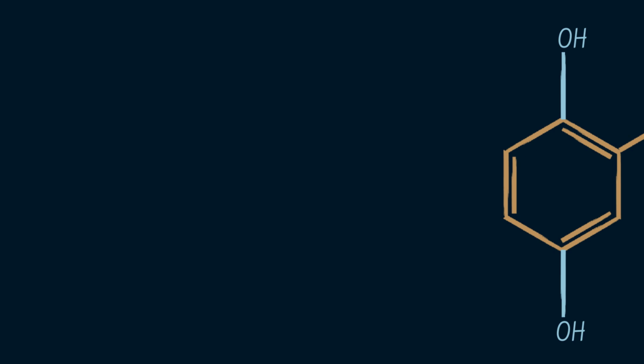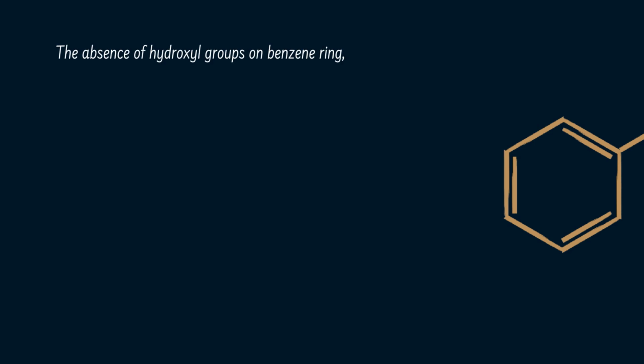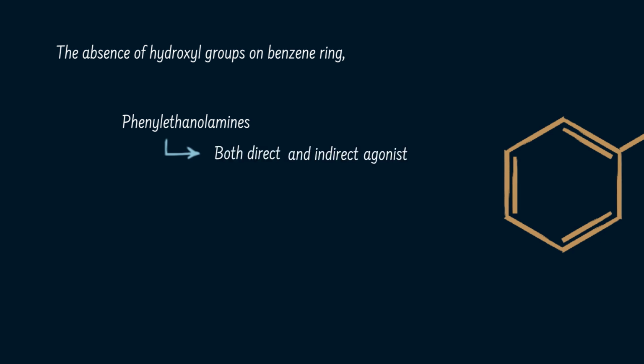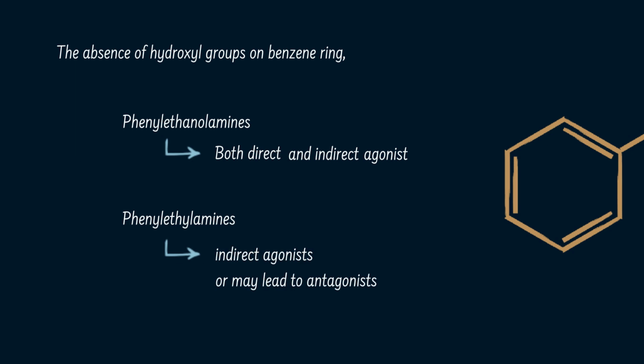In case the two OH groups were removed, the affinity to both receptors will obviously decrease in case of phenylethanolamines and is completely abolished in case of phenylethylamines. The absence of hydroxyl groups on benzene ring affords phenylethanolamines that act both directly on receptors with low affinity as well as indirectly by increasing the release of adrenergic neurotransmitters. While the absence of hydroxyl groups on benzene ring in phenylethylamines results in loss of efficacy that affords only indirectly active compounds or may lead to antagonists.